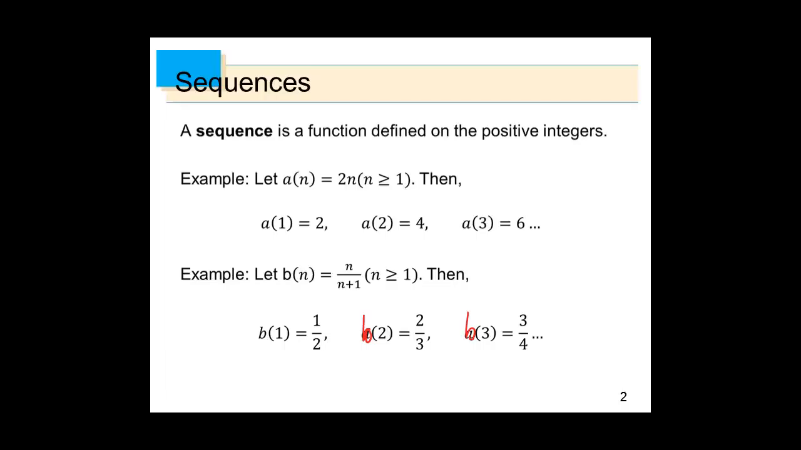Okay, again, the formula makes sense for a lot of values of n, but we are restricting n to be only a positive integer. So what is b of 1? B of 1 is half, right? B of 2 is what? 2/3. B of 3 is 3/4, and so on. Everybody's clear what is a sequence? A sequence is a function where the domain is the set of positive integers, okay? And you can view this as an infinite list, a of 1, a of 2, a of 3, a of 4, and so on.